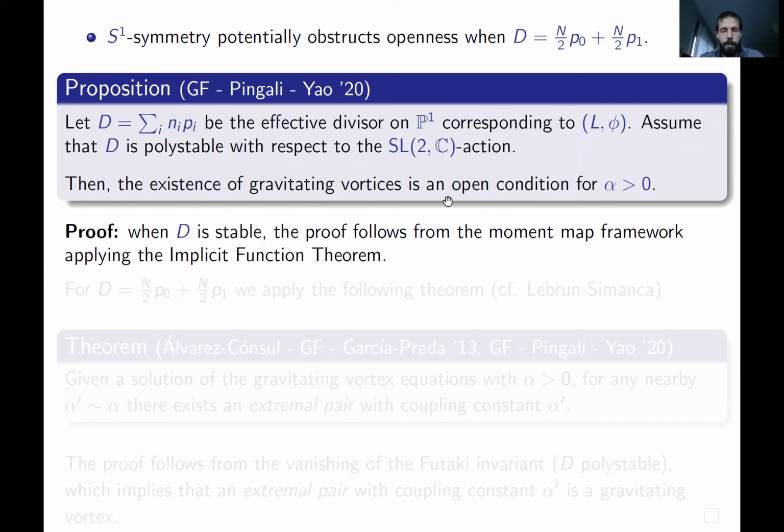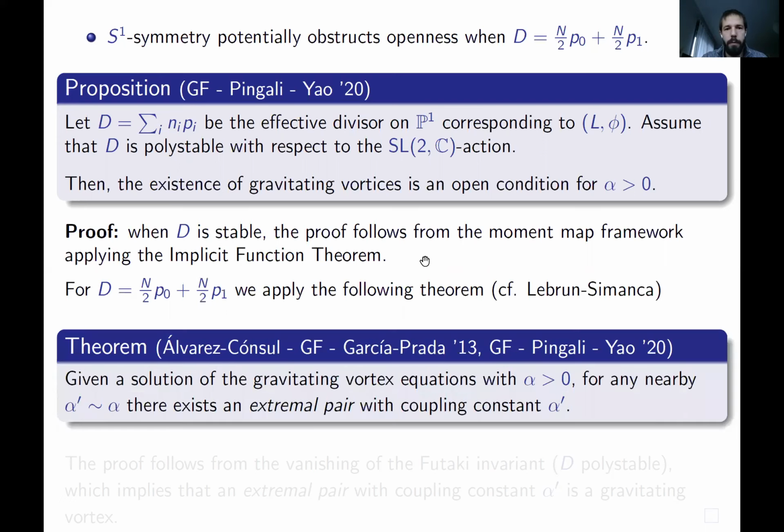And how do you do that? Well, if D is stable, this essentially follows by the moment map argument. So you just apply the implicit function theorem and identify elements in the kernel with infinitesimal automorphisms. And then you are there. That's the idea. The complicated case is this really polystable case.